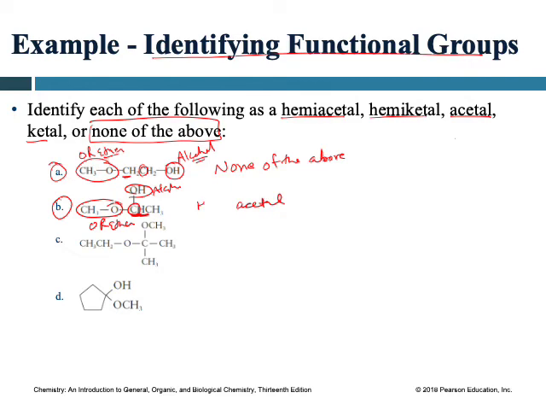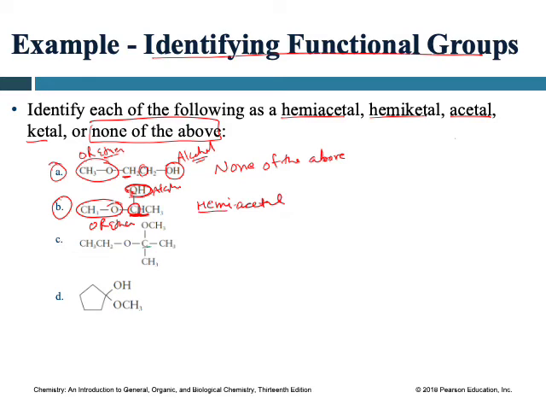This is a hemiacetal. Why? Because one of the groups is an alcohol, it's not an ether. This is not a diether group on the same carbon, so that's why this is a hemiacetal. Let's take the third one.